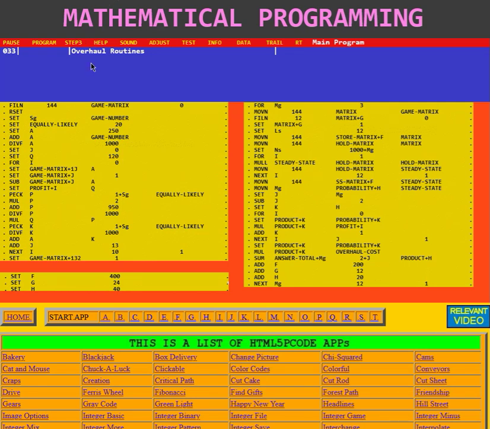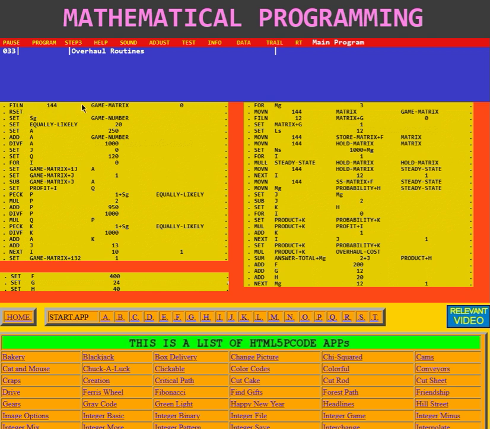This is the video for overhaul routines. Here on the left is a routine, and then here on the bottom left is the start of the routine over here. So we're going to go over two routines. First, we're going to start with this one on the left.